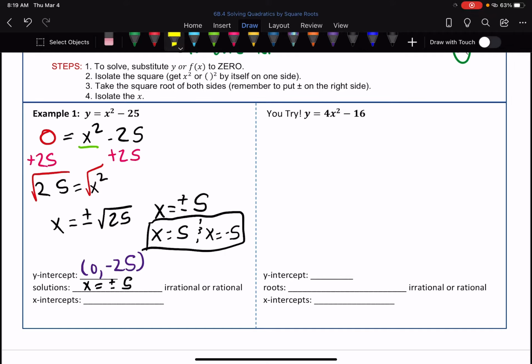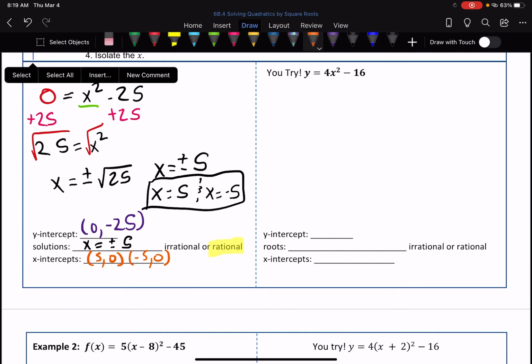Now, it asks us if it's rational or irrational. This is an integer. It's a whole number integer, so therefore it is rational. And our x-intercepts in this case are going to be positive 5, 0 and negative 5, 0.